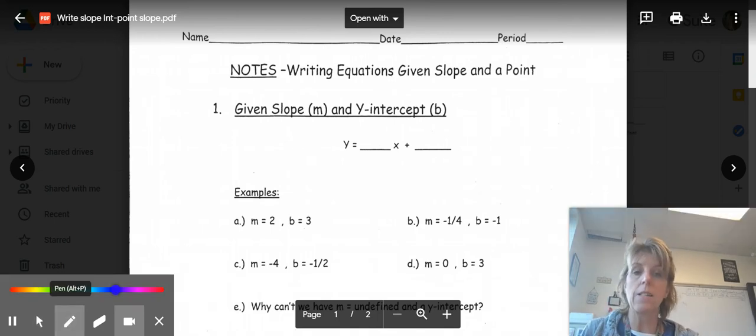Guys, time to take a look at our next lesson. This is going to be on writing equations. So now what we're going to do is take all of our slope work that we've been doing in the three different forms. We have slope-intercept form, point-slope form, and standard form.